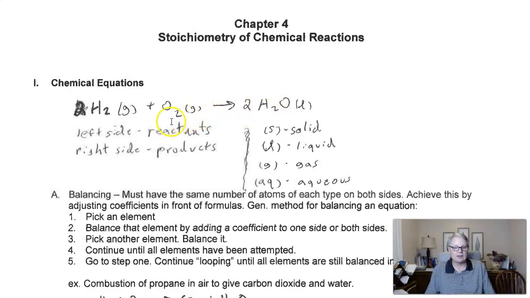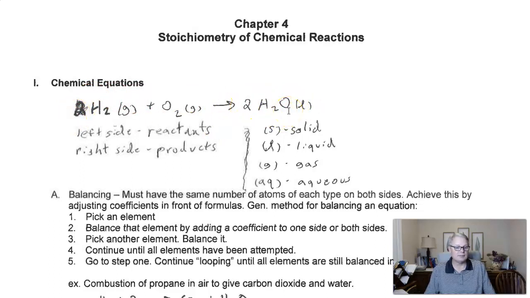So that's balanced. How many oxygens do I have over here? Well, I have an O2, which has 2 oxygens. How many oxygens do I have over here? Well, I've got 2 water molecules. Each one contains 1 apiece. So I've got a total of 2 oxygens there. And so this is what we call a balanced equation. And that's how you balance equations, by putting what we call coefficients, or numbers, out in front of formulas.